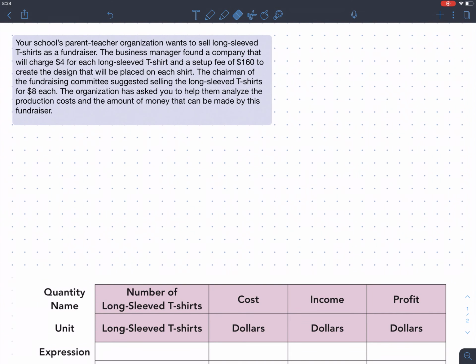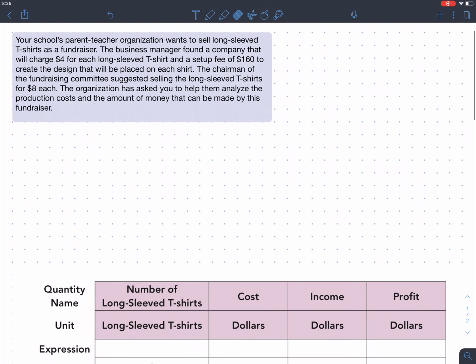Alright, so in this video we're going to be working on the point of intersection of linear graphs. We are going to be modeling two linear equations on the same graph, and we're going to find out what it means when they intersect. To help us see that, we're going to be using this story problem about t-shirts.